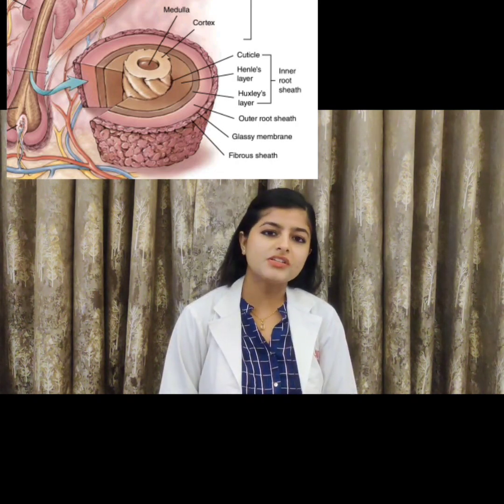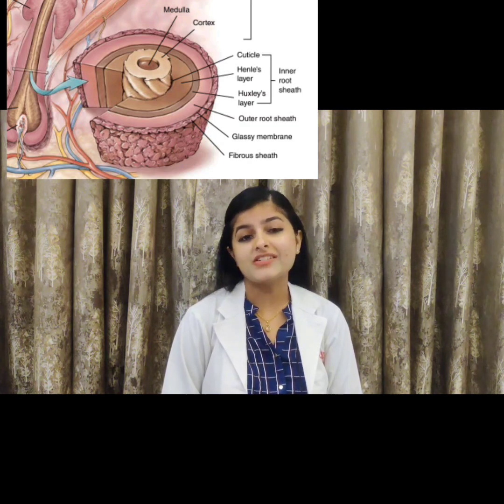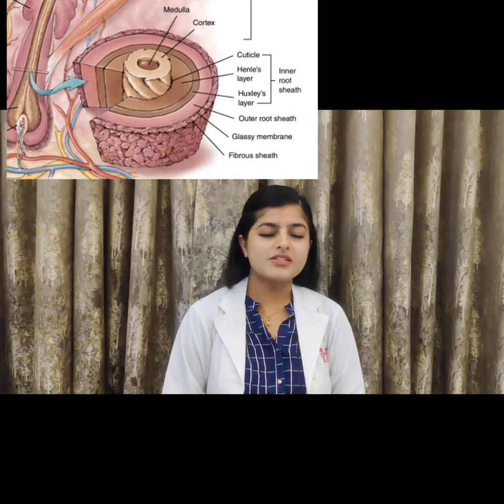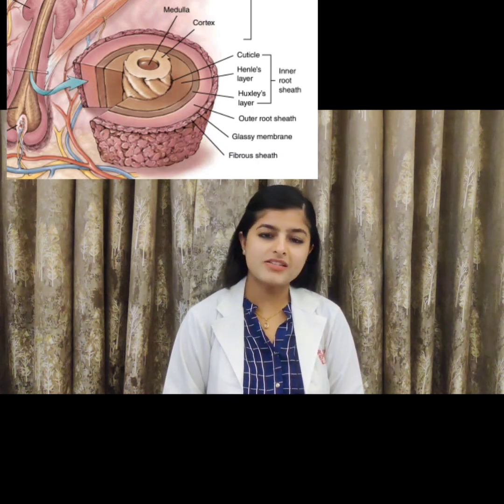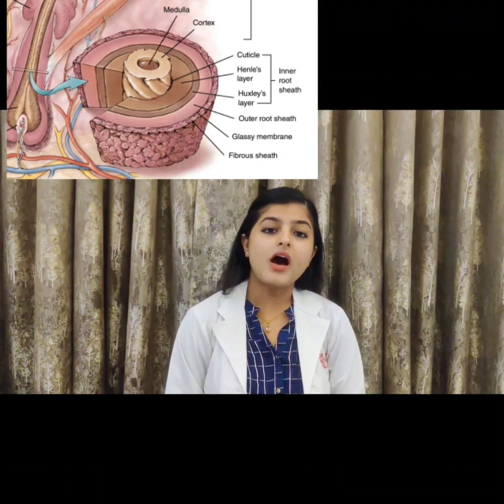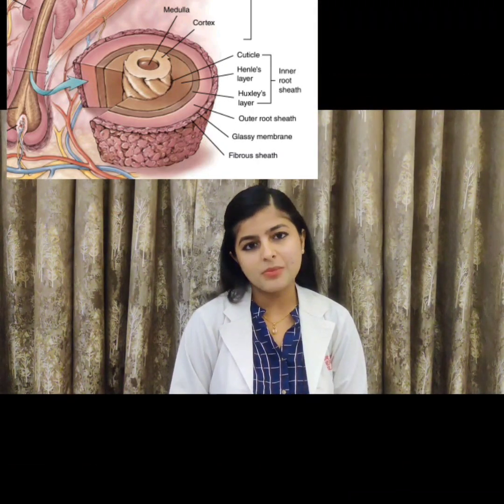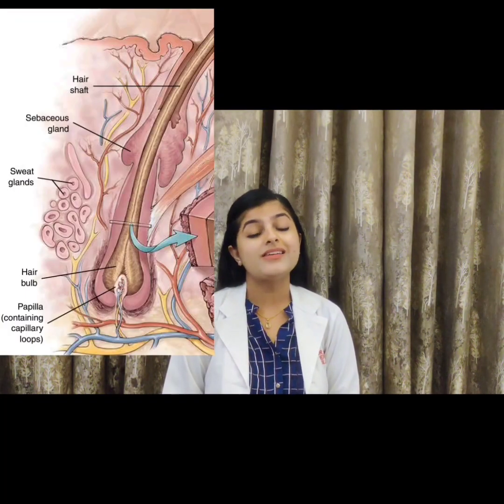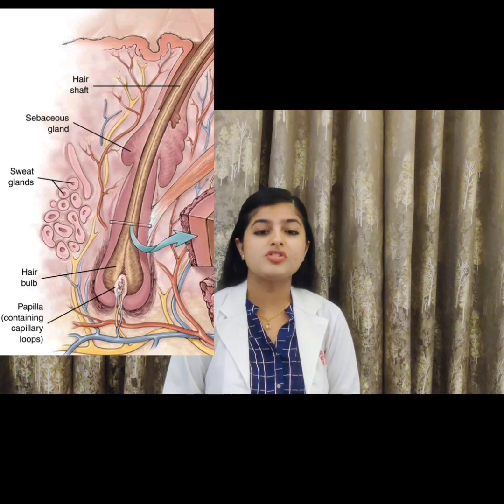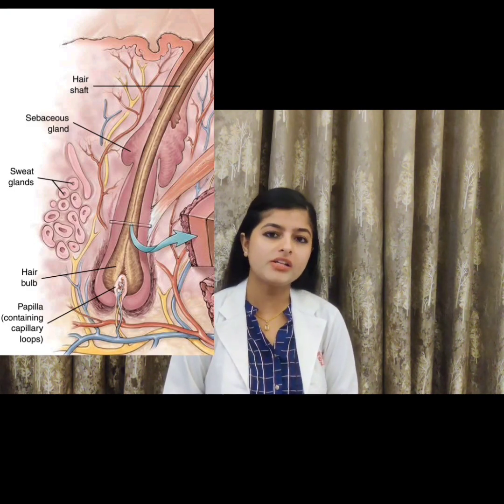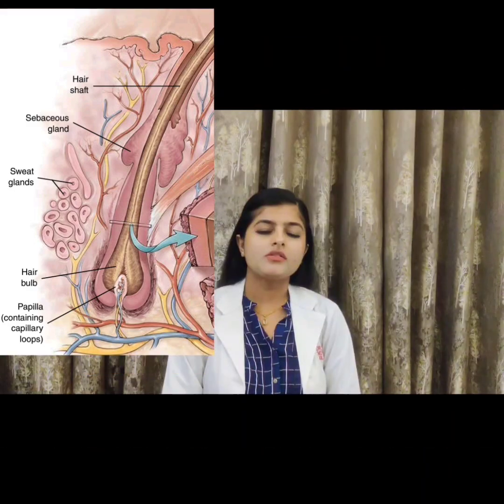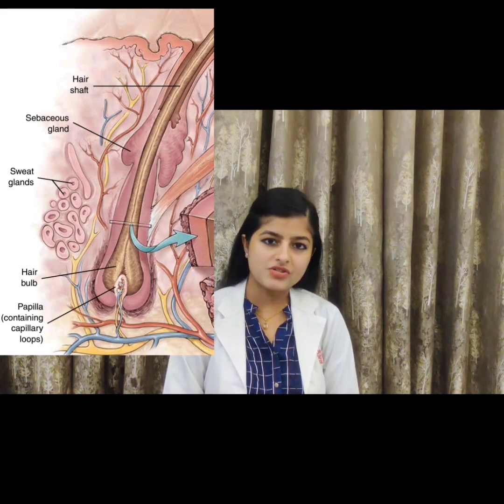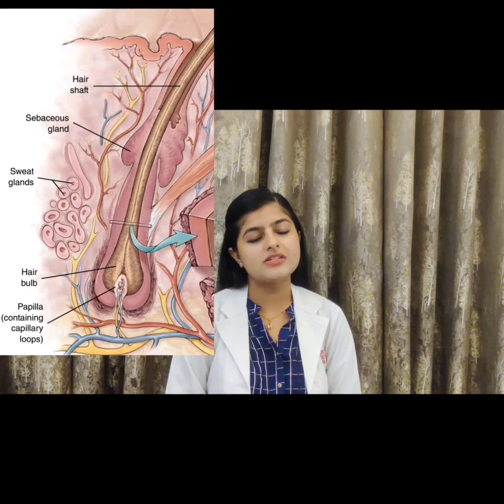The cortex is further covered by protective layers called the inner root sheath and the outer root sheath. The inner root sheath consists of the cuticle, Henle's layer and Huxley's layer, whereas the outer root sheath is covered by the glassy membrane and the fibrous sheath. In a longitudinal section, we can see that it is attached to a sebaceous gland which channels sebum along the hair follicle to the scalp surface.